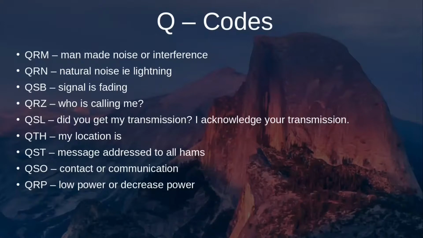QTH is your location. So right now my QTH is home. So you can ask the other station, what's your QTH? So where are you transmitting from? Maybe they're transmitting from a Summits on the Air or a Parks on the Air location. So they may say Yosemite National Park or something. So that's my QTH right now.